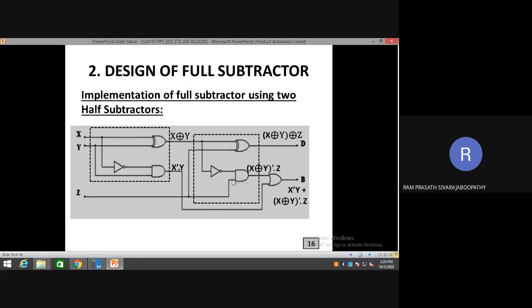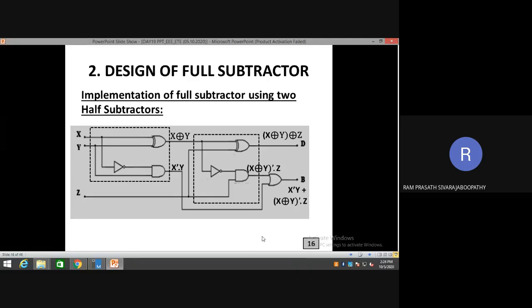Then with z, what are we doing? Again we are performing AND. Then these two terms must be added together. So this is the final circuit of your full subtractor. I hope everyone understands this. Using 2 half subtractors, we can implement a full subtractor.